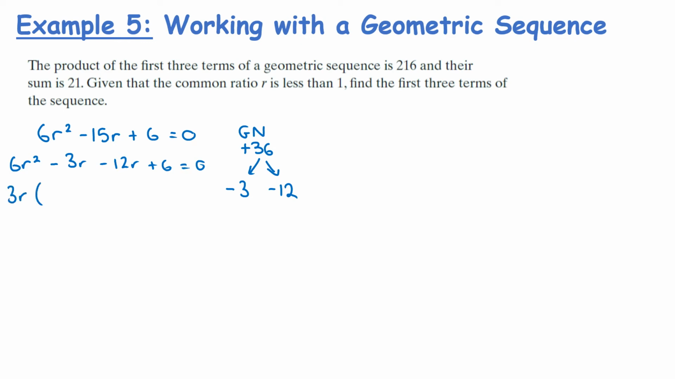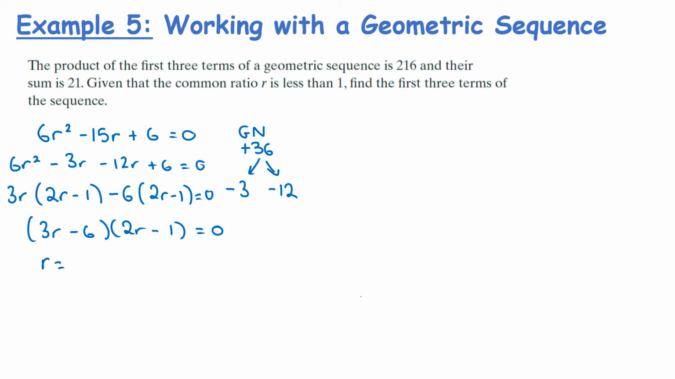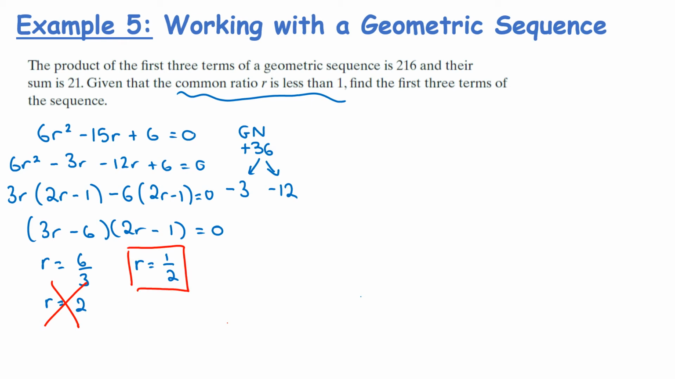3r here is common, leaving us with 2r minus 1. Minus 6 is common here, leaving us with 2r minus 1. So the brackets are the same. So we get 3r minus 6 times 2r minus 1 equals 0. So r here is going to be 6 over 3, so r is equal to 2. Here r is equal to a half. Now, they told us that the common ratio was less than 1, so this one is not correct. This is our common ratio.